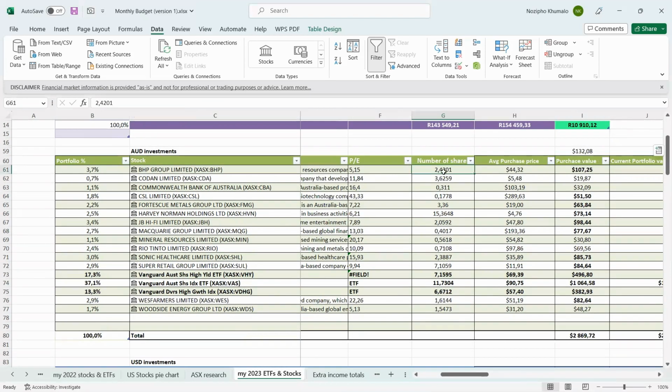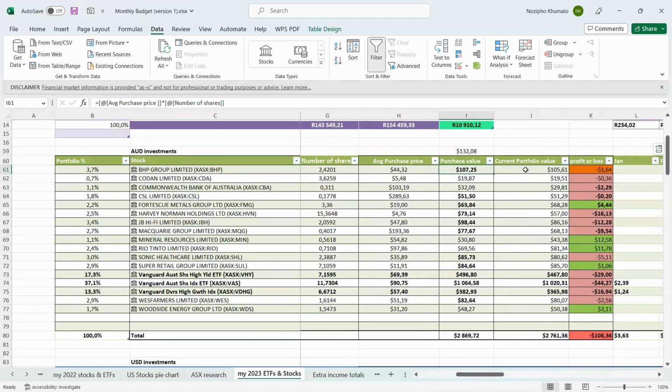So you see number of shares, I put it in manually. Average purchase price is also a manual thing. Then cost to buy or purchase value, for my Australian investments, it's actually calculated. The calculation is the average purchase price multiplied by the number of shares. And it is accurate, guys. I checked in my EASYEQUITIES account, it's exactly this. Also where it says current portfolio value, that's also a calculation, which is price times number of shares. Then profit or loss is also a calculation, just the difference between these two numbers. And I also made sure that when it's a loss, I highlight it in red.